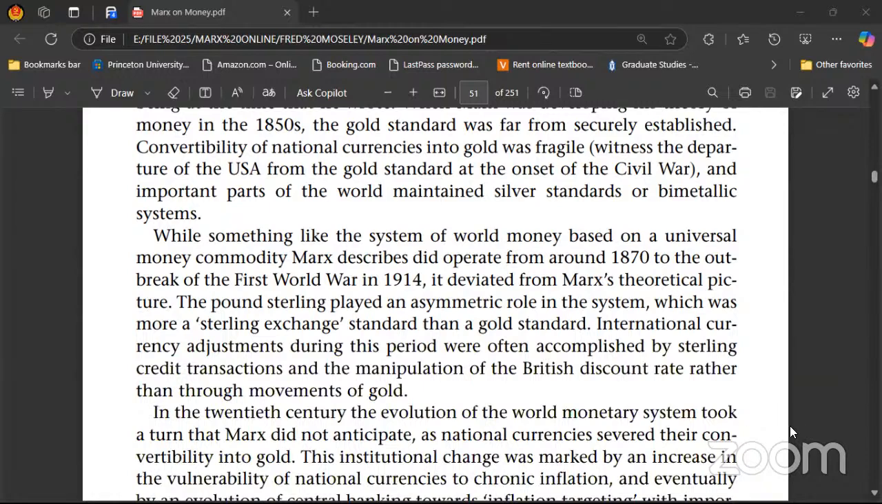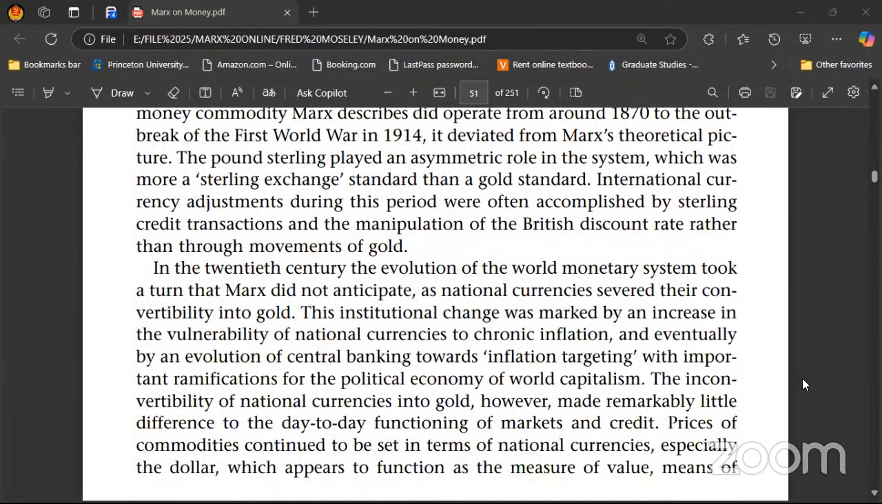While something like the system of world money based on a universal money commodity, which Marx describes, did operate from about 1870 to the outbreak of the First World War in 1914, it deviated from Marx's theoretical picture. The pound sterling played an asymmetric role in the system, which was more a sterling exchange standard than a gold standard. International currency adjustments during this period were often accompanied by sterling credit transactions and the manipulation of the British discount rate rather than through movements of gold.